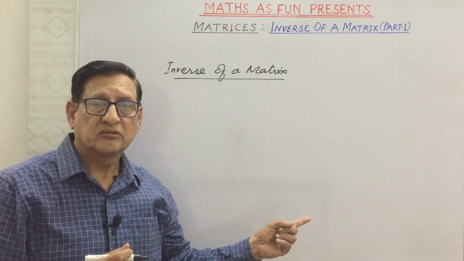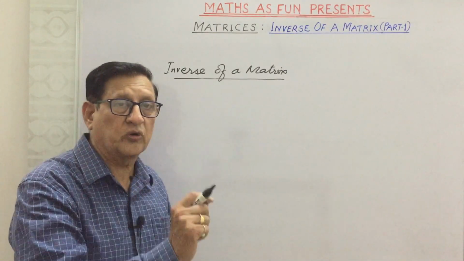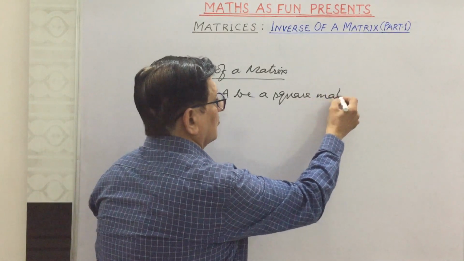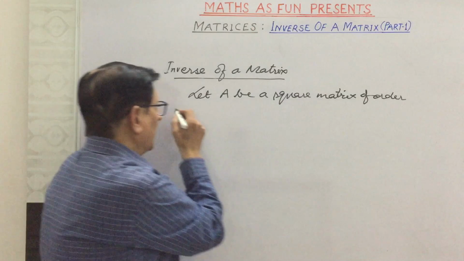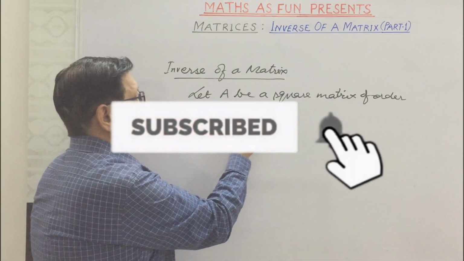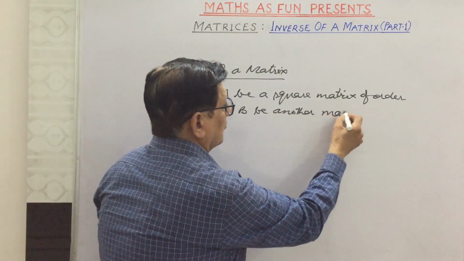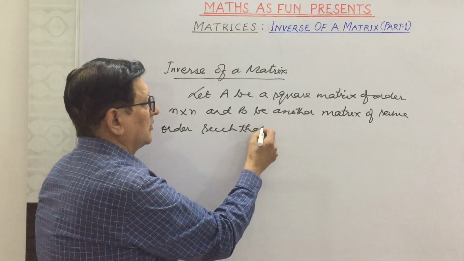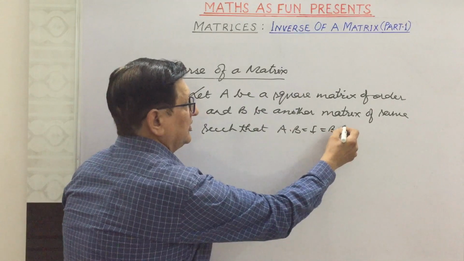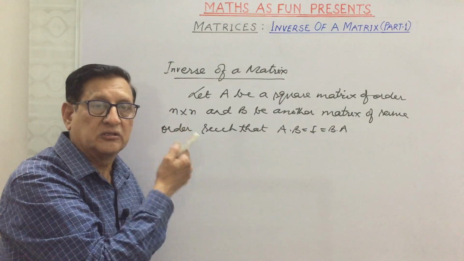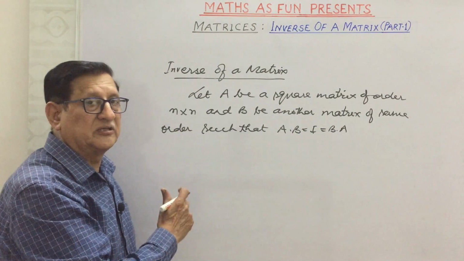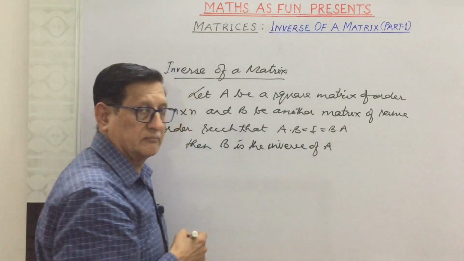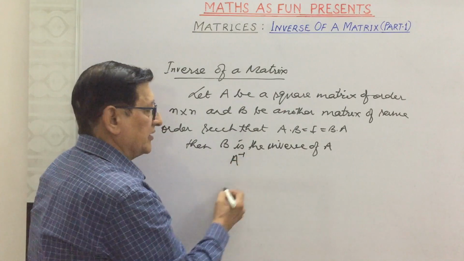The inverse of a matrix is defined as follows. If we have a square matrix A of order n into n, and B is another matrix of the same order such that A into B is equal to I is equal to B into A, the product of A and B is the identity or the unit matrix, then we say that B is the inverse of A, and we represent it as A inverse, that is equal to B.